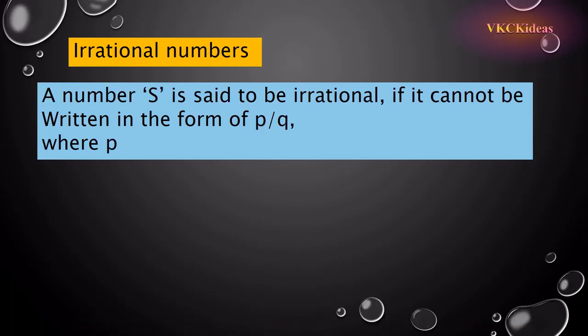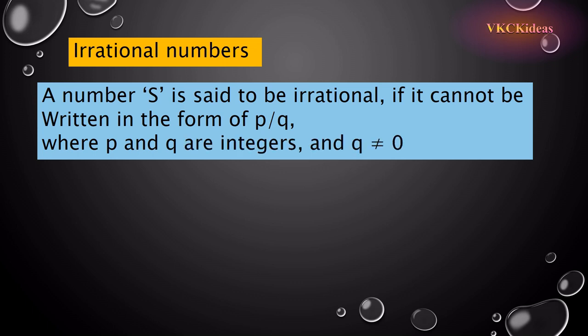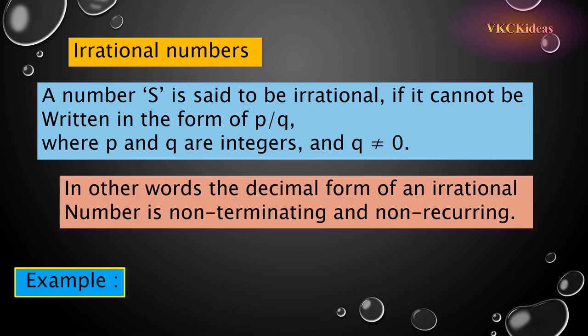Irrational numbers. A number s is said to be irrational if it can't be written in the form of p by q, where p and q are integers and q not equal to 0. The opposite of rational. In other words, simply we can say the decimal form of an irrational number is non-terminating and non-recurring. How is it possible? Is there any number like that? Neither terminating nor recurring. Yes, there are, children.